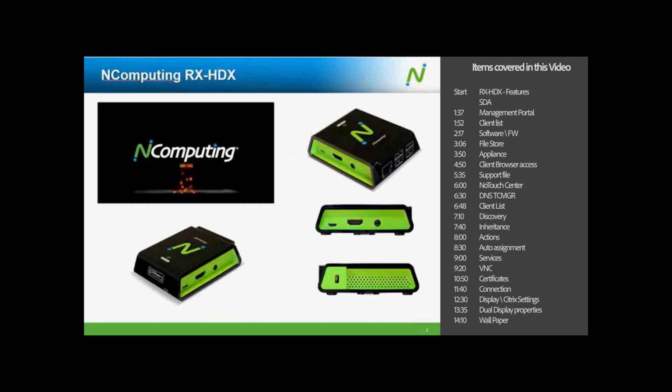You see here the primary slide. This primary slide is about the NComputing RX HDX. You can see here that it's a simple device. It's based on the Raspberry Pi platform. It has an HDMI, analog audio out, Kensington port, the Ethernet port, and 4 USB ports.